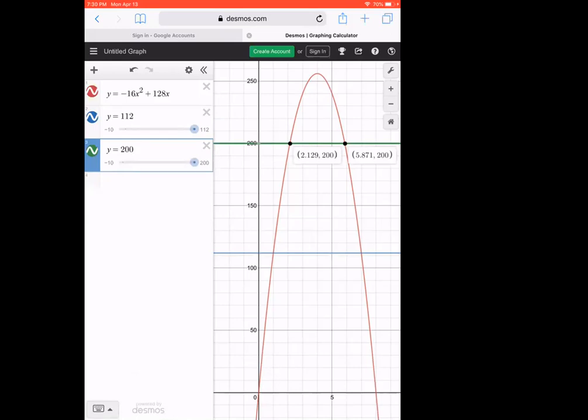Now let's say that you're not using Desmos and you were trying to figure this out without it. How would you solve the same problem? Well, great question. So let's see how I can get back to the whiteboard now.